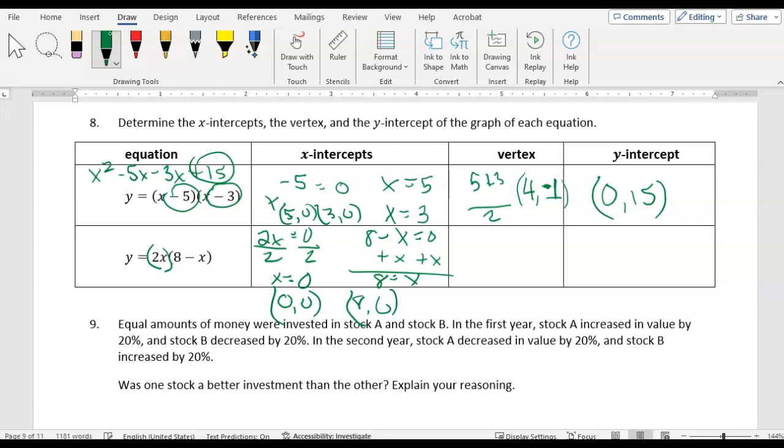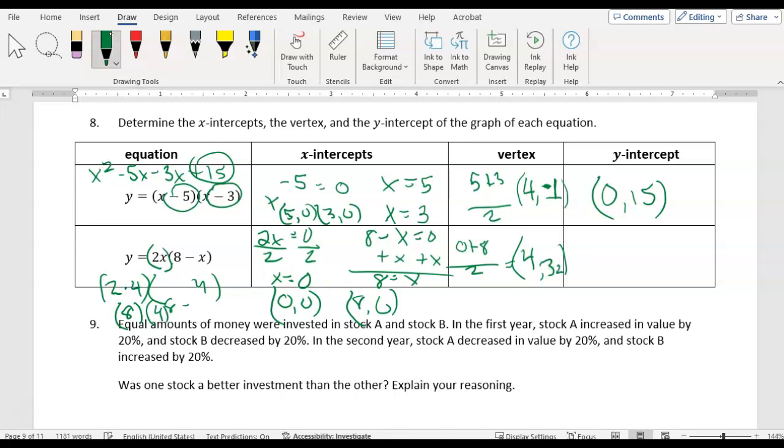Now to find the vertex, again, we're going to add 0 plus 8, divide by 2. All kinds of fun things are happening here. And then we're going to get 4. So we have another vertex with an x value of 4. But this time, we are going to have a different y value, right? So let's take a look and see what that would be. By plugging in 4, we have 2 times 4, and then 8 minus 4. So we get 8 times 4, so 8 times 4 is 32.